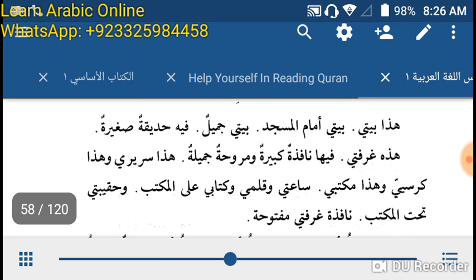Bismillah ir-Rahman ir-Rahim. Today we'll study from the book دروس اللغة العربية, page number 58 on PDF. الدرس الحادي عشر, 11th lesson. بيتي, my house. بيت means house. بيتي, my house. So start reading it.